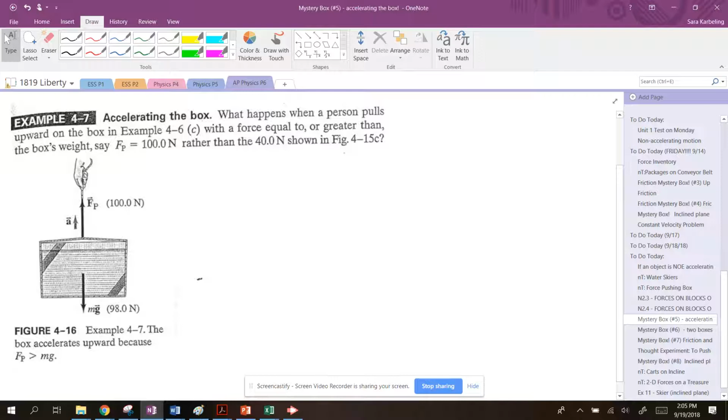Do you remember when we first were introduced to the mystery box? It was sitting there, and then our friend pushed down on it, and then pulled up on it a little bit. So now our friend is pulling up on it with a bigger force, a force that happens to be bigger than the normal force would have been. So what do you think is going to happen to the box?